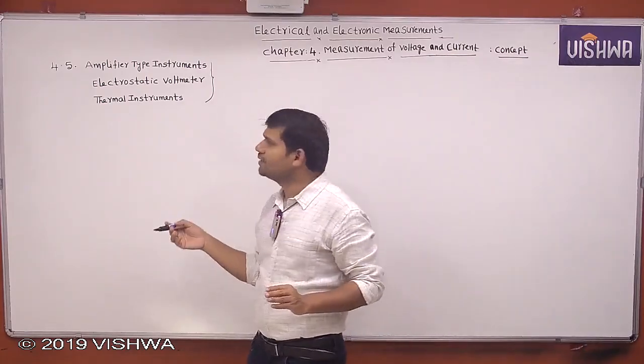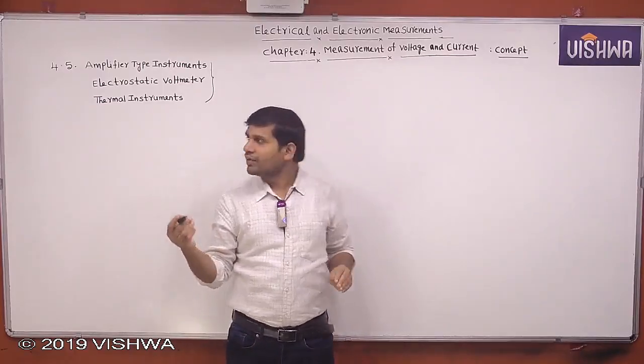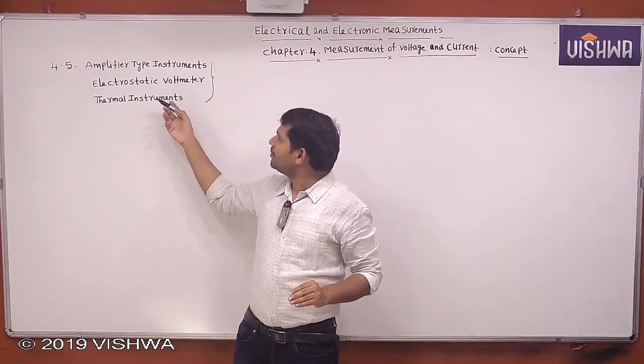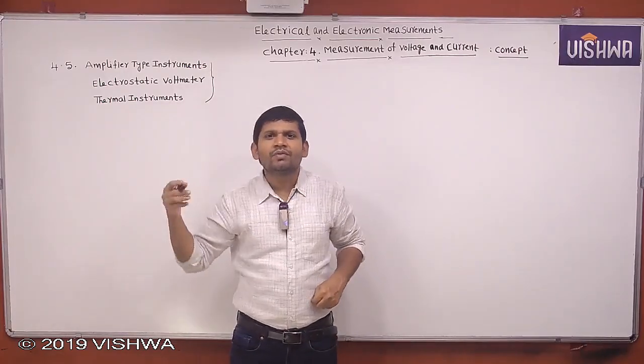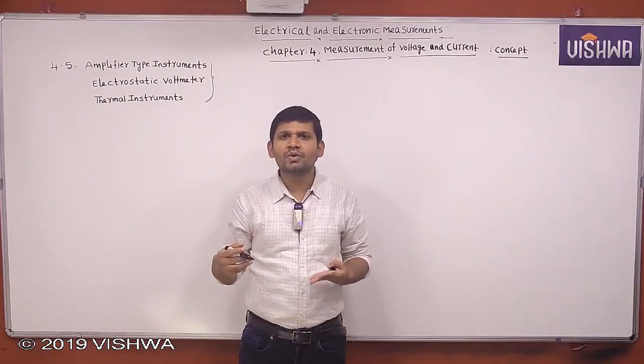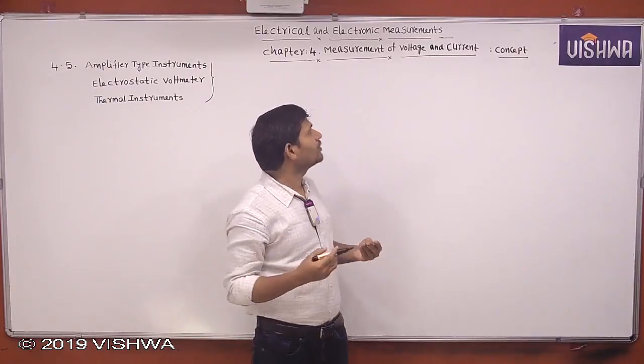After explaining all these, the amplifier type instrument, electrostatic voltmeter and thermal instrument, briefly, finally I will give some observations with respect to voltmeters and ammeters. With that, chapter 4 will be complete.